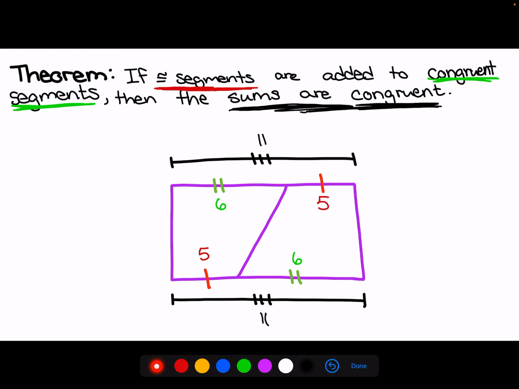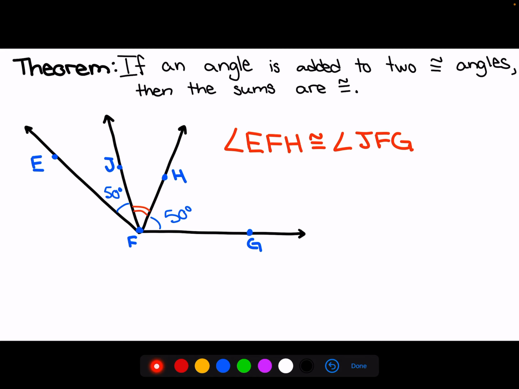Now, that's all we have for segment addition. But you may be wondering, does this work for angles? And it absolutely does. So we can actually use these theorems for angles as well. So if an angle is added to two congruent angles, then the sums are congruent. So here, I'm adding an angle, and that's that red angle right in the middle here, angle JFH. I'm adding that to two congruent angles, meaning the two blue angles, those 50-degree angles. Those are both congruent because they're the same measure. Well, then the sums are congruent as well.